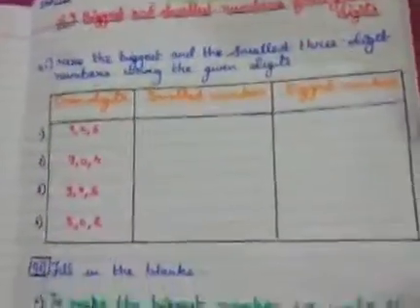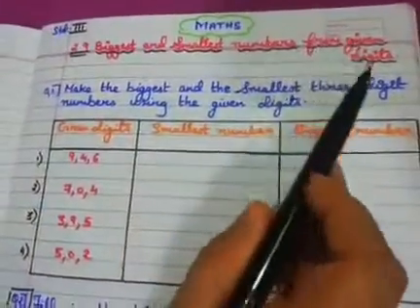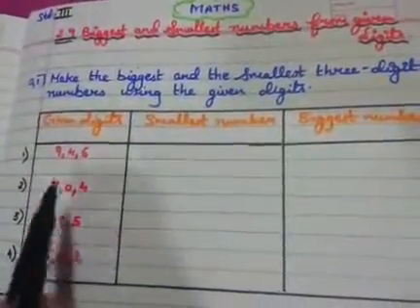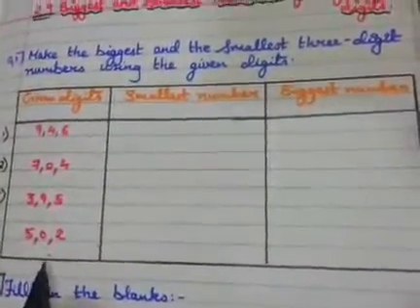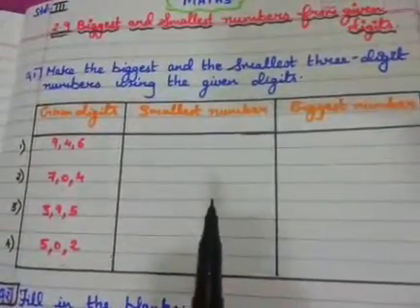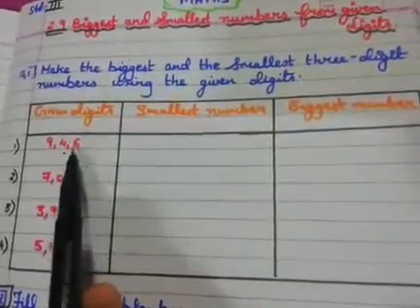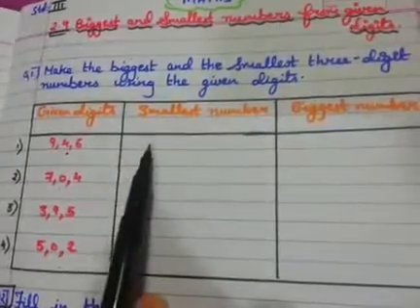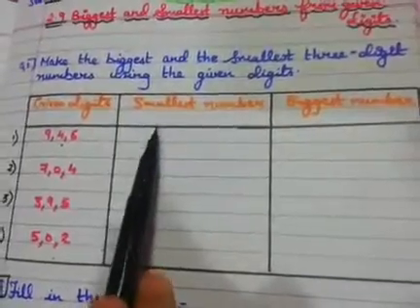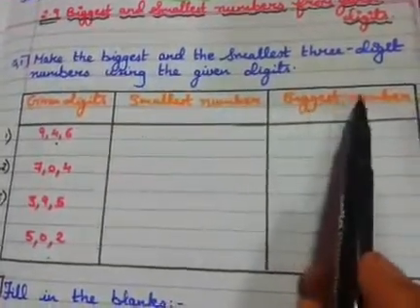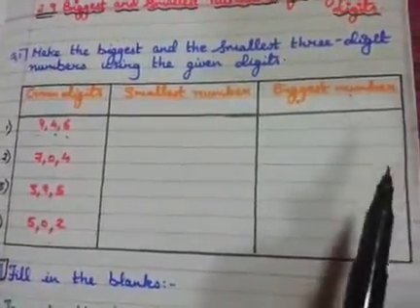And now we will start with the next unit, very small unit children, biggest and smallest numbers from given digits. Now see children, digits are given to us. Digits means numbers. And from these given numbers, we have to make the smallest number and biggest number. To make the smallest number from the given digits, write the numbers in ascending order. That is, from smallest you will start and then from smallest to biggest. And if you want to make biggest number, write these numbers in descending order, that is from biggest to smallest.